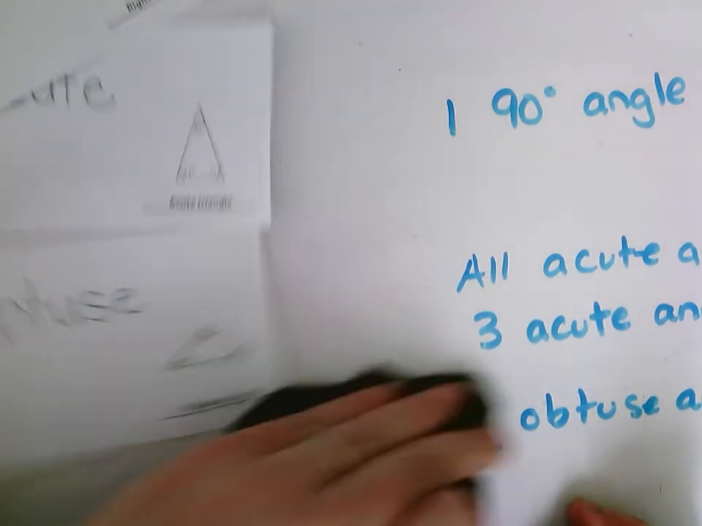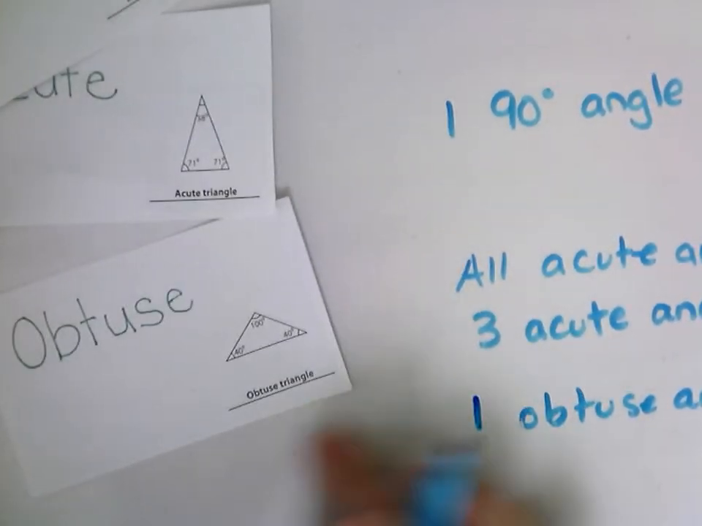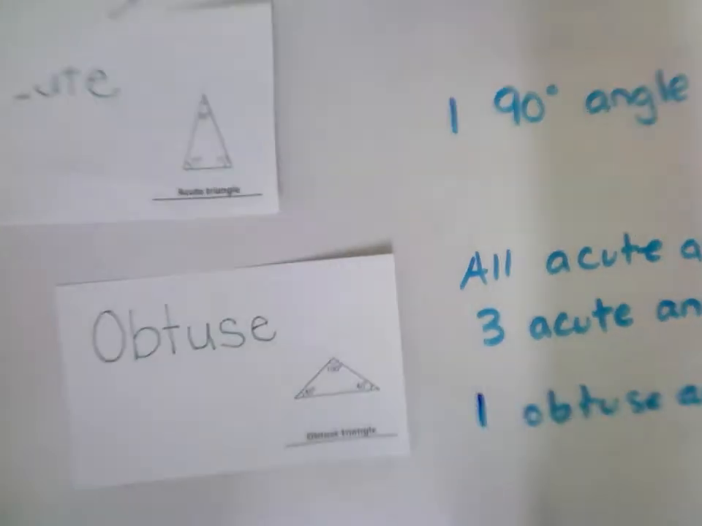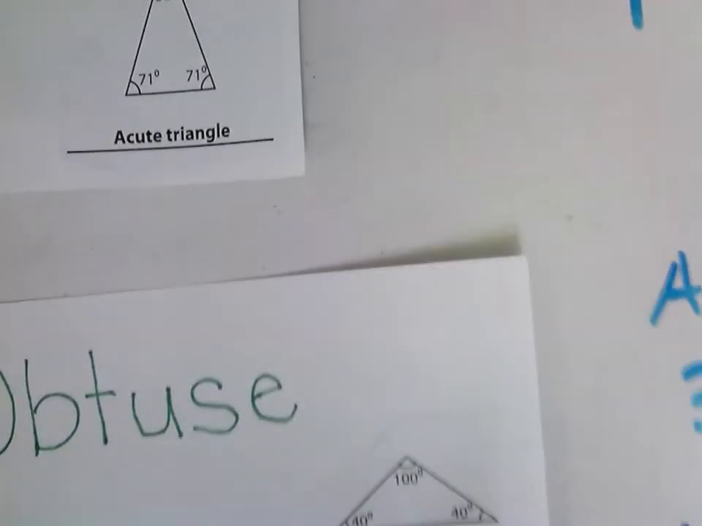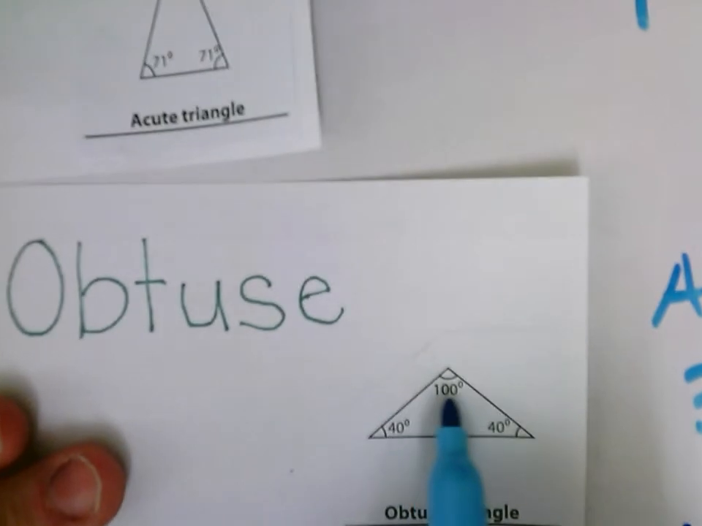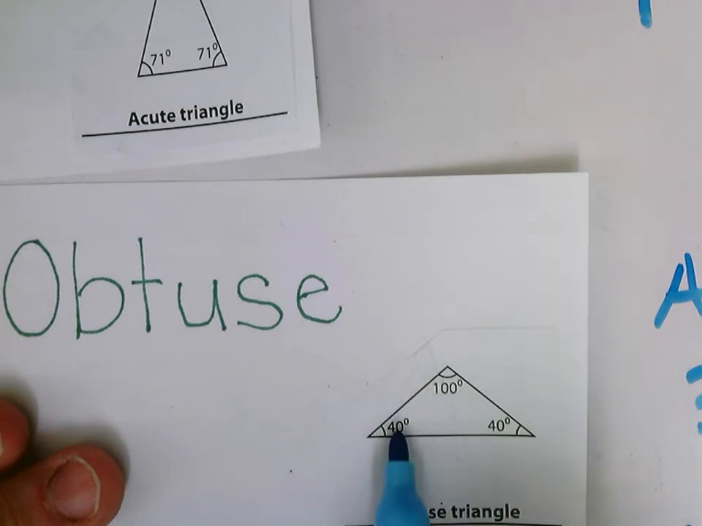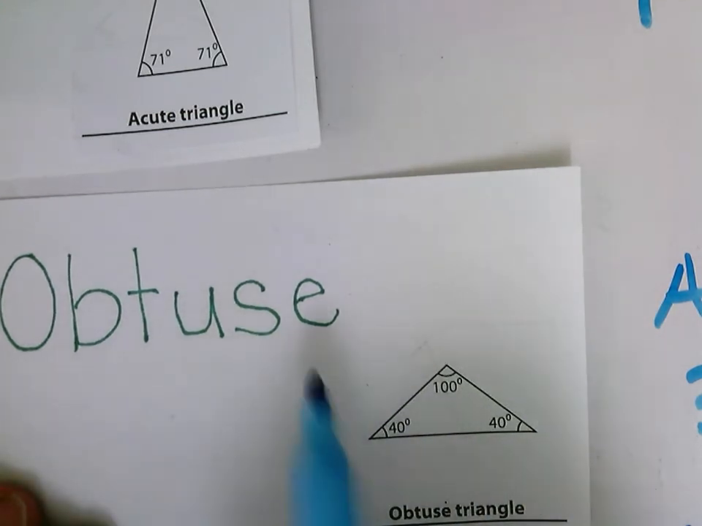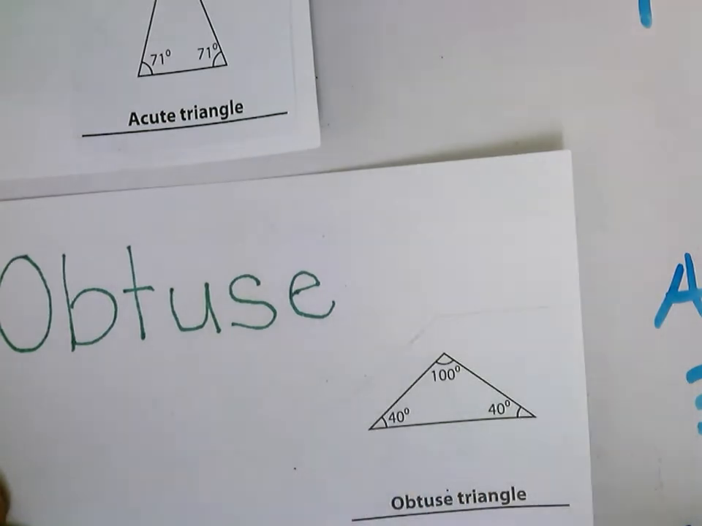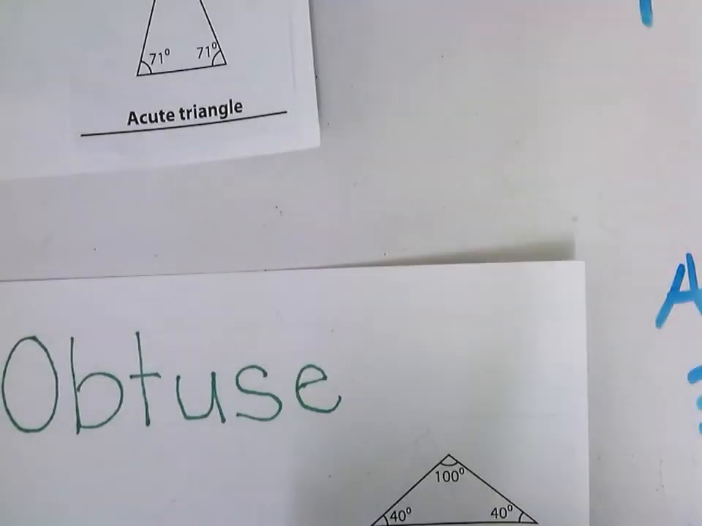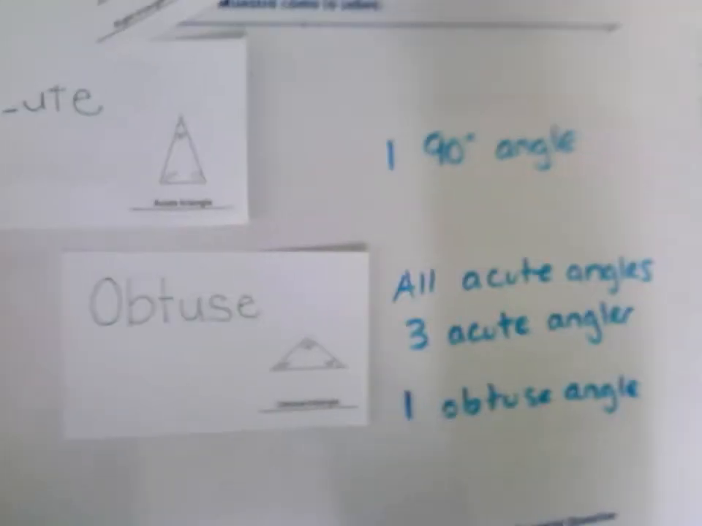So one obtuse angle, one angle that's greater than 90. So looking at this example, this angle here is 100 degrees. 100 is greater than 90. That's our obtuse angle. The other two are acute, 40 and 40. Both of those are acute angles, and both of those are less than 90. So an obtuse triangle only has one angle that is greater than 90. So it has one obtuse angle.